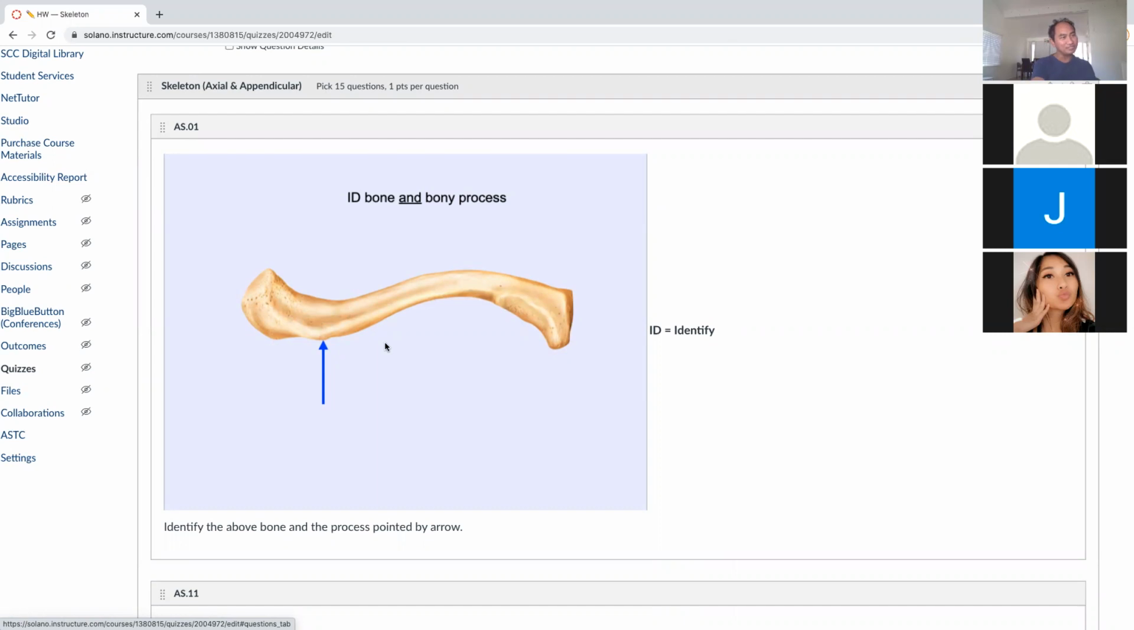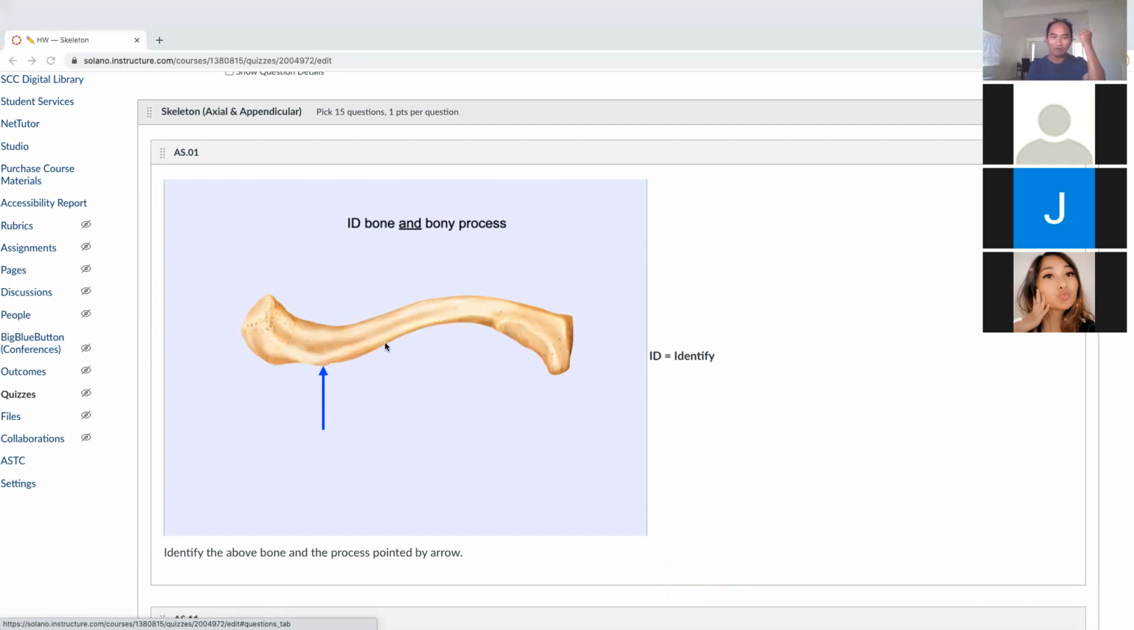Why do I put this? I want you to remember the details of some instructors' teaching. So if you look at that, what is this bone? Of course, this is the clavicle, the collarbone. We all know that.